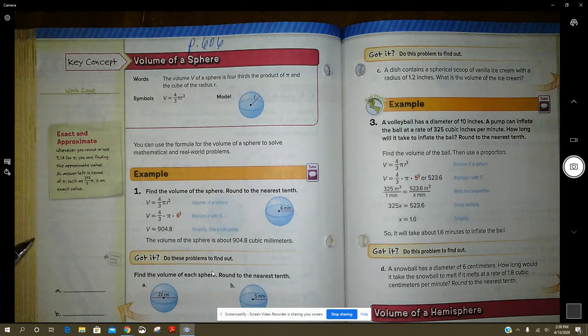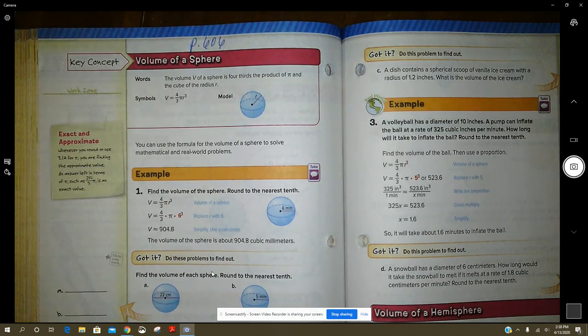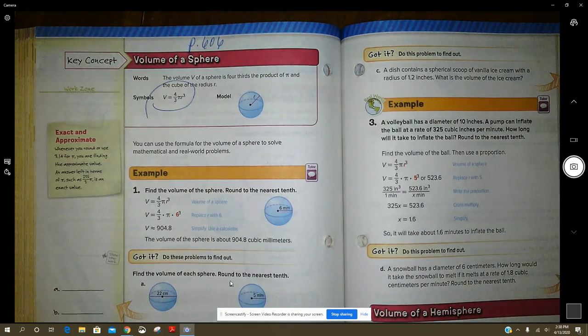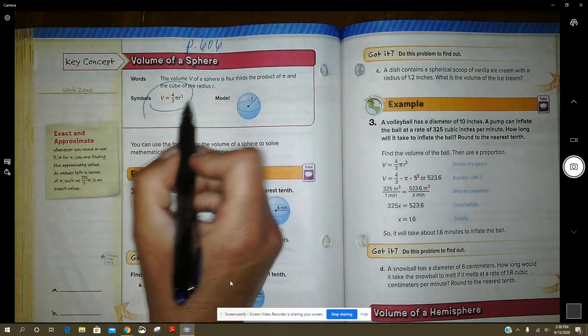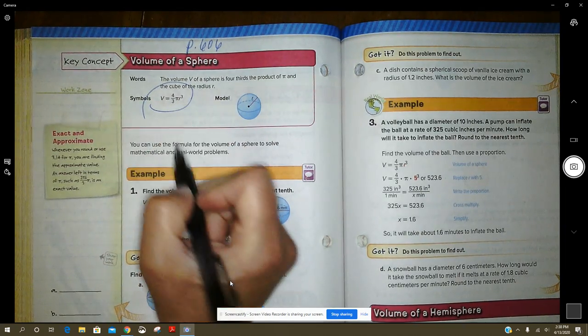All right, so volume for a sphere. This would be like for a ball, for the earth, right? Sphere. We're talking about spheres today. So the volume formula is right here. It is 4/3 pi r cubed. So this time you have to do r to the third power.